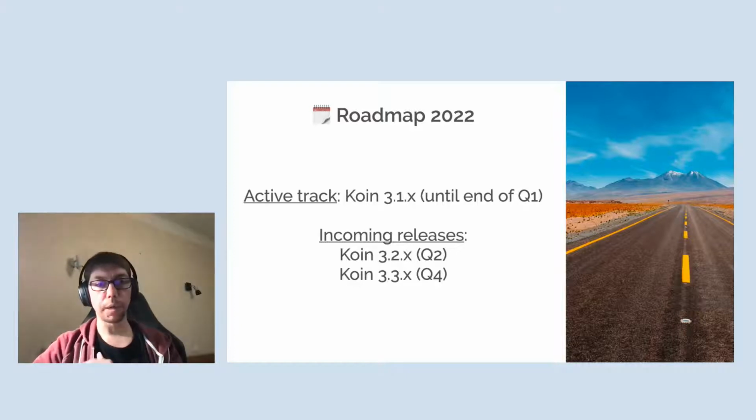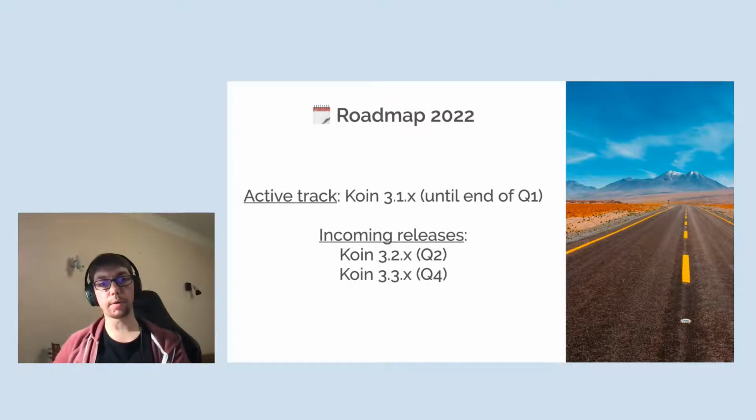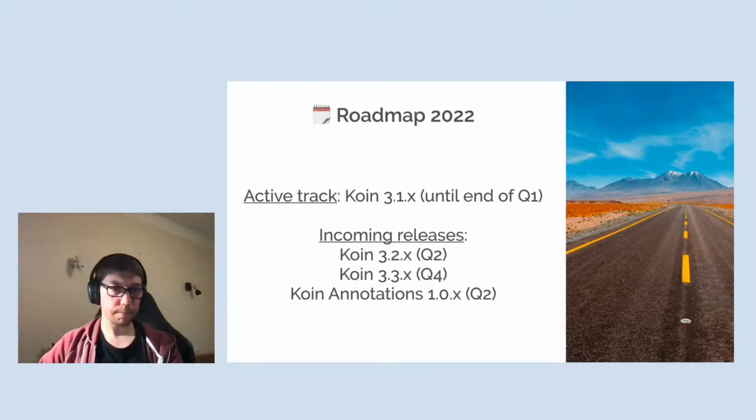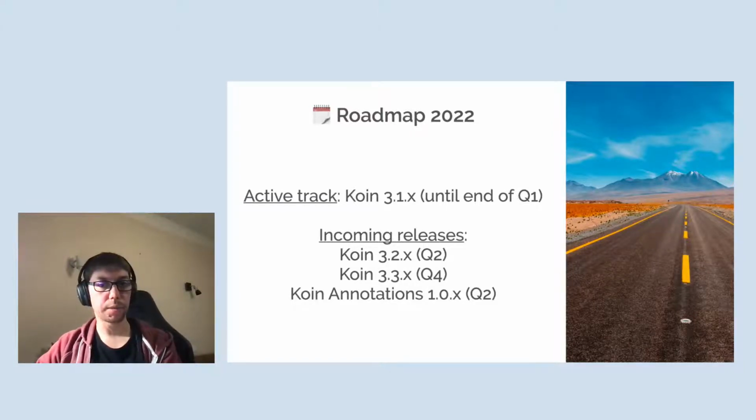Then we are running Koin 3.2 and following in September, in the end of the year, Koin 3.3 that will follow also the Kotlin ecosystem language lifecycle and the Android lifecycle also. Koin annotation will be stable. The target is Q2 of this year.